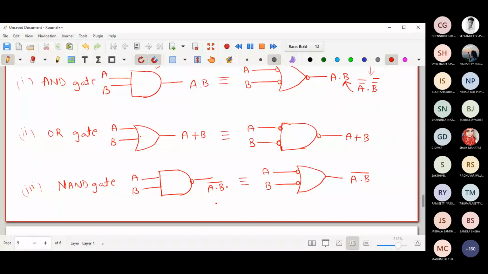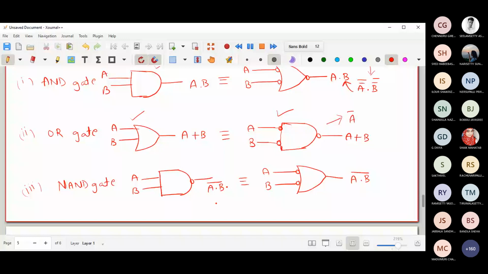Suppose the OR gate is there. Same thing here also. What is the OR gate function? We write A plus B. Clear? So instead of drawing this symbol, we can draw it like this also for the OR gate function. Here the bubble is nothing but an inverter, so A bar.